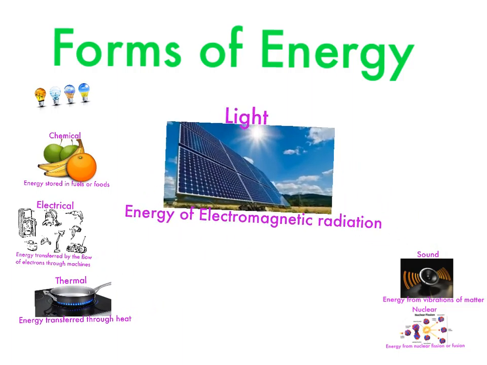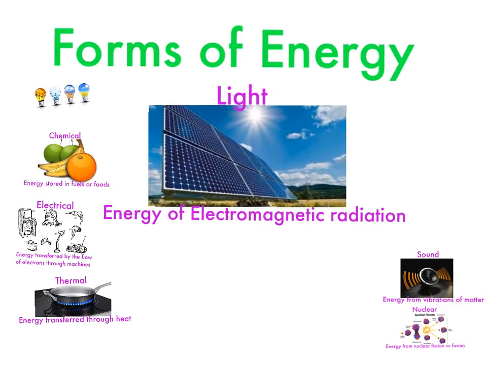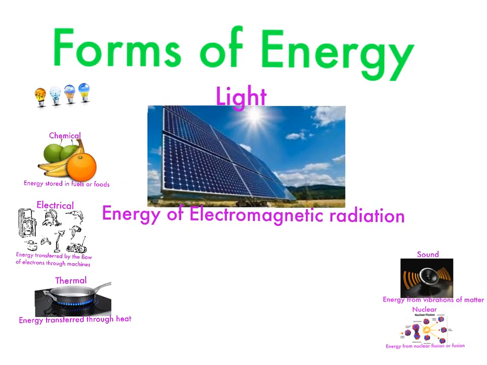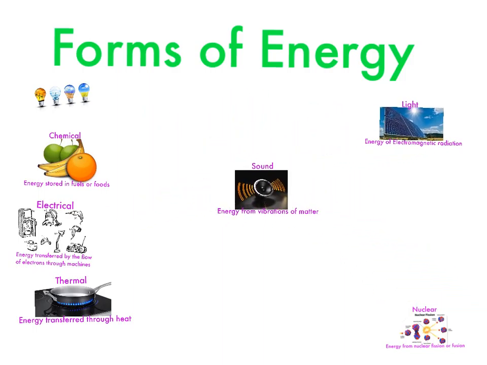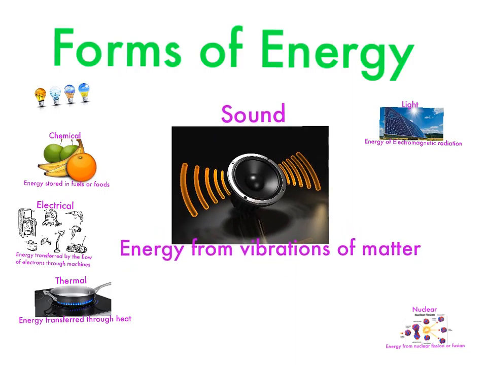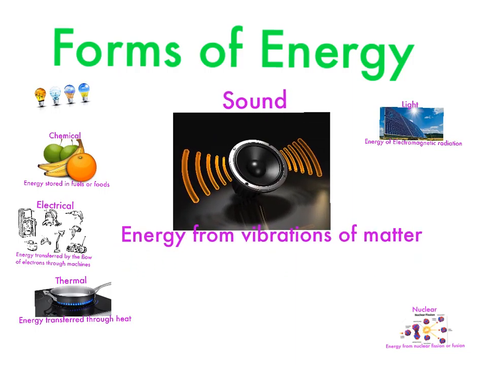Next is light energy. Light is energy of electromagnetic radiation. So we're all comfortable with what light is. It's from the sun. It's from light bulbs. Electrical energy can be used to produce light energy. It's just the energy of that electromagnetic radiation. Next, sound energy. This is energy from the vibrations of matter. So when you hear a sound, it's because all the molecules in the air are vibrating all the way to your ear, and you can hear that as a sound.